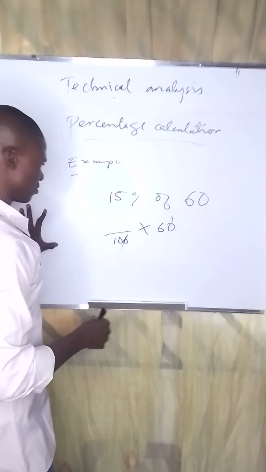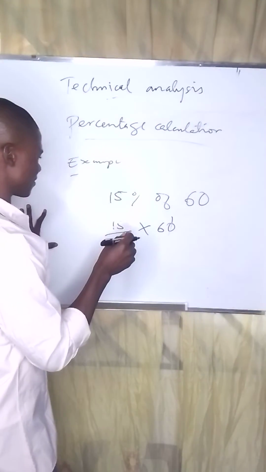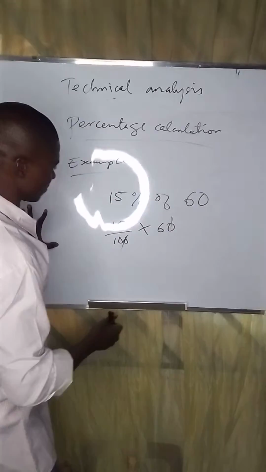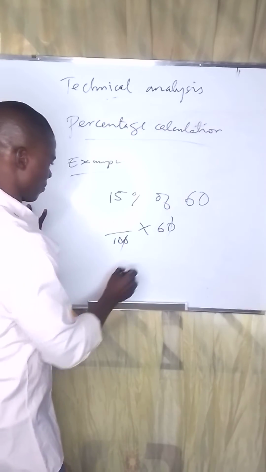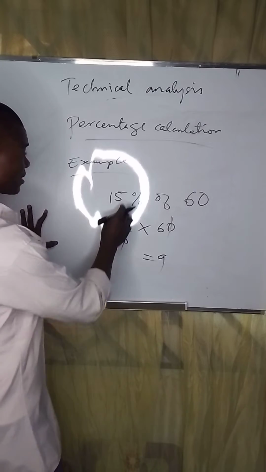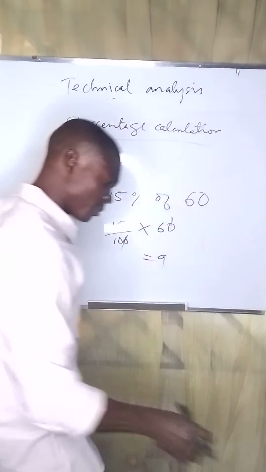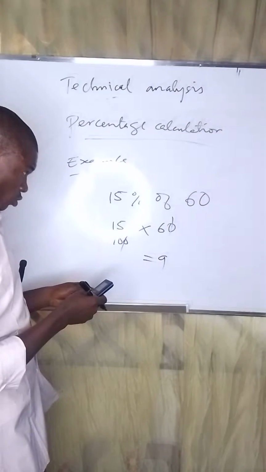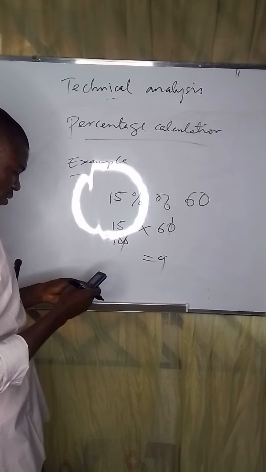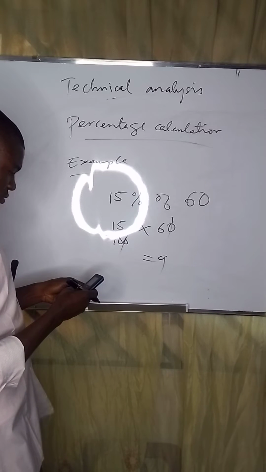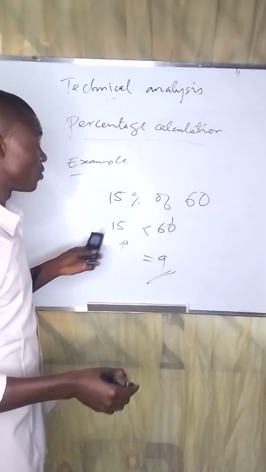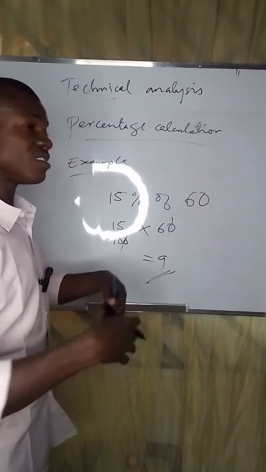This 0 can cancel this 0. 15 times 6: 15, 30, 60, 90. 90 over 10 is 9. 15% of 60, let me be sure. 15 divided by 100 times 60. Yes, this is correct. So 15% of 60 is 9.